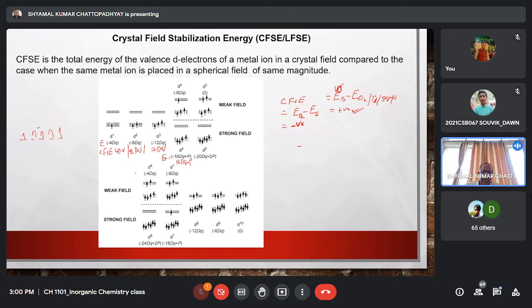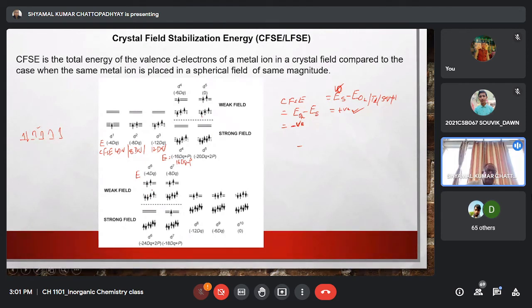So this is the energy of the system, and so CFSE will be plus 4 Dq. Now you may question me, sir, here is a pairing, but why are we not adding pairing energy? Because we have to compare the pairing with respect to the spherical field. In the spherical field, if we have a d6, there is also a pairing. So in the spherical field there is one pairing, and here also there is one pairing. That means on going from spherical field to weak field, there is no additional pairing.